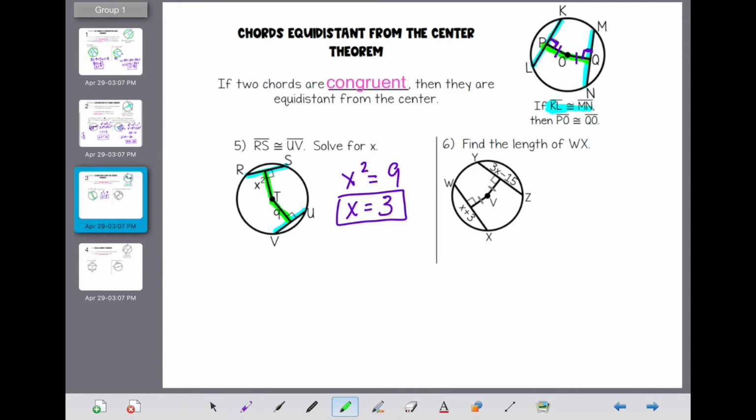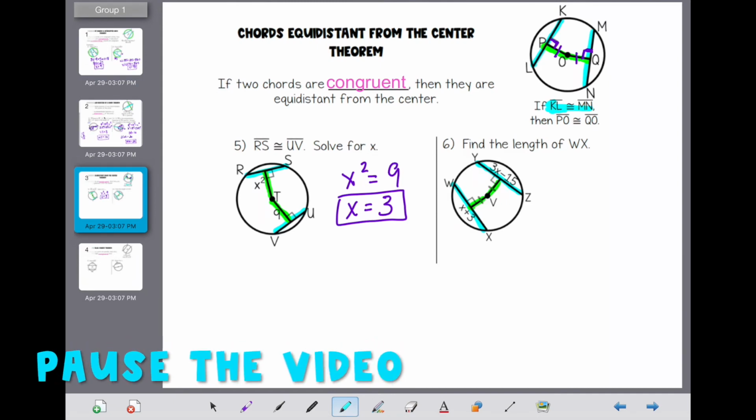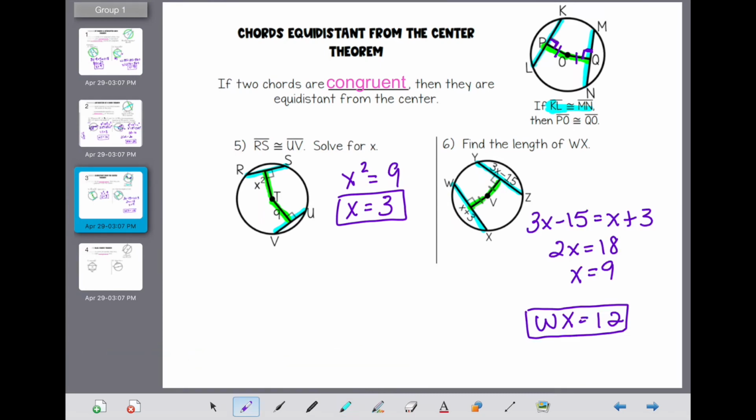Number 6, find the length of WX. In the diagram, they're showing us that these lengths are equal to each other, and that allows us to conclude that these two chords are equal to each other. So if we want to solve for X, we simply need to set them equal. Pause the video now so you can find X. And don't forget to plug in for WX. If you got that X equals 9 and WX equals 12, you are correct.